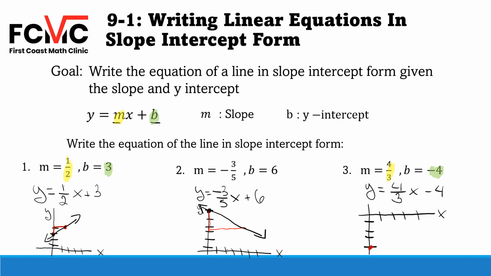This is our x-axis, this is our y-axis. So we're going to go up 4. 1, 2, 3, 4, and then right 3. 1, 2, 3. And this is our graph for 4/3 x minus 4, and this is our equation if m is 4/3 and b is -4. Let's do some equations if m is 0 or if b is 0.